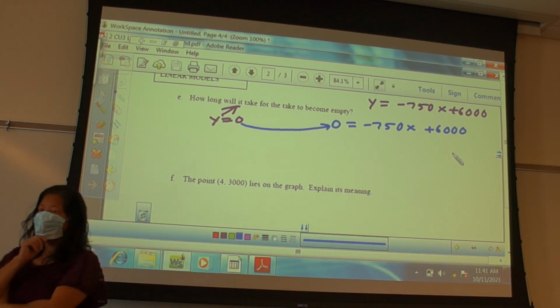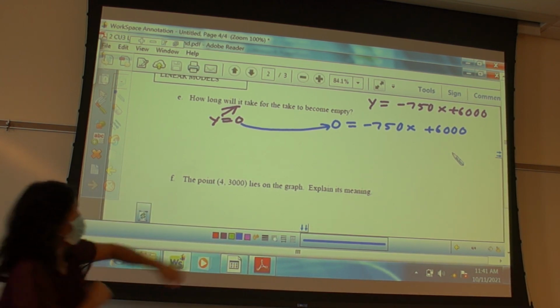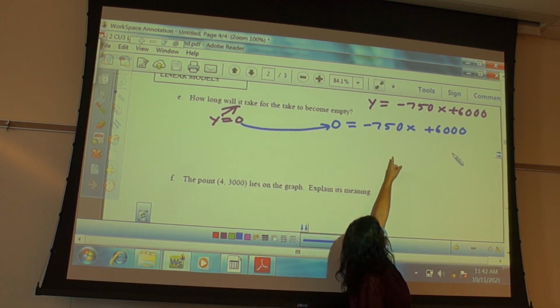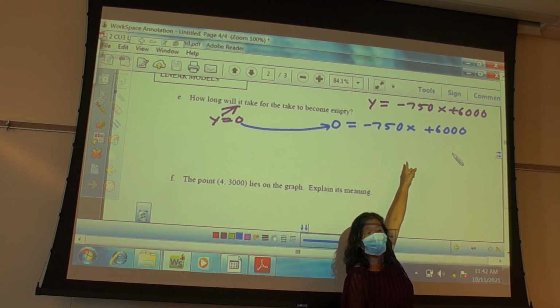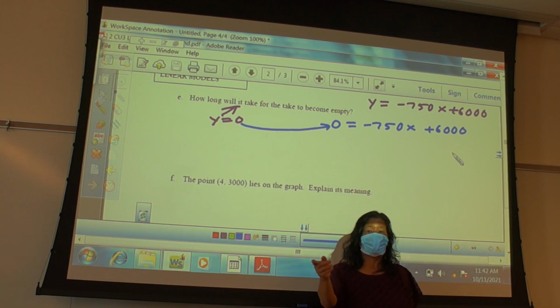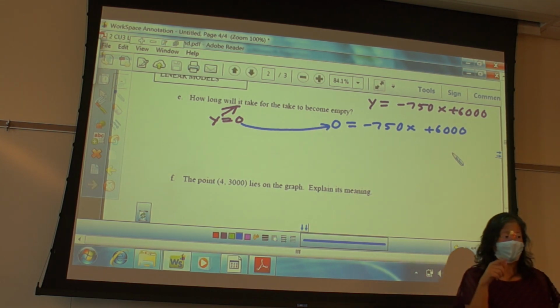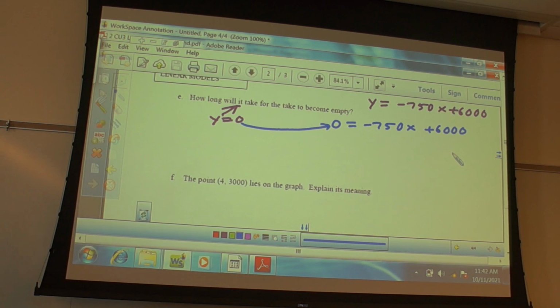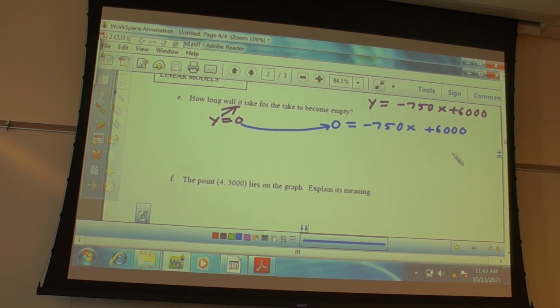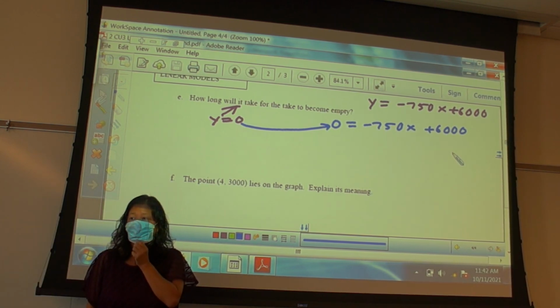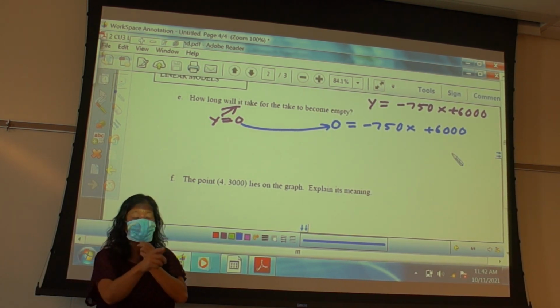What's happening to x? What happens to you first? What's the first thing that happens to x? What's the closest thing to x? The negative 750. It's x being what by 750? Added, multiplied, divided, subtracted? Multiply. So how do I undo multiply? Division. Perfect. What's the second thing that happens to it? It's being added to 6,000.